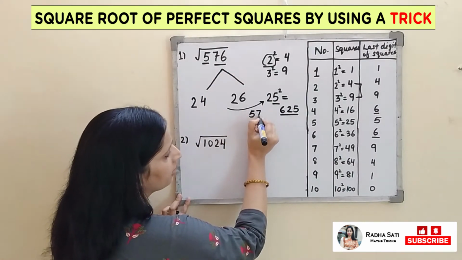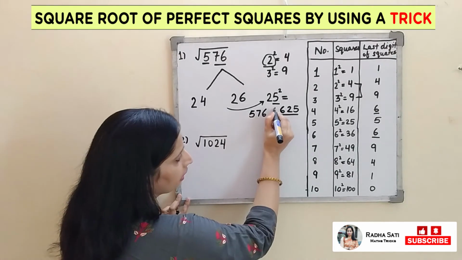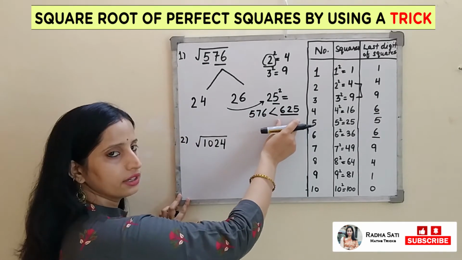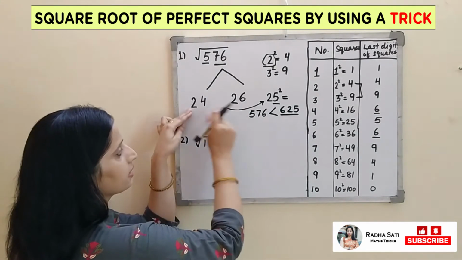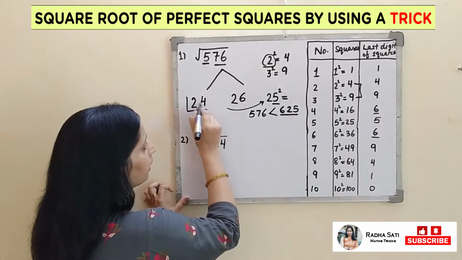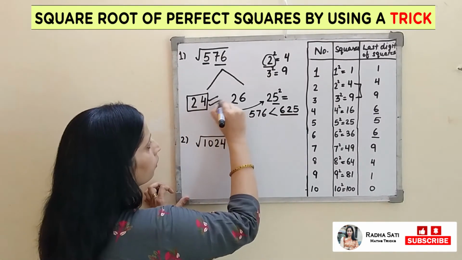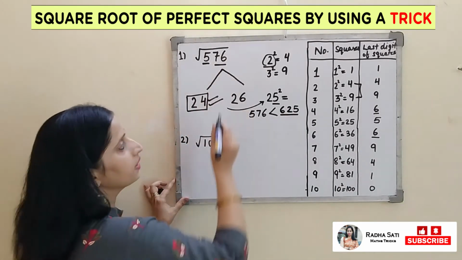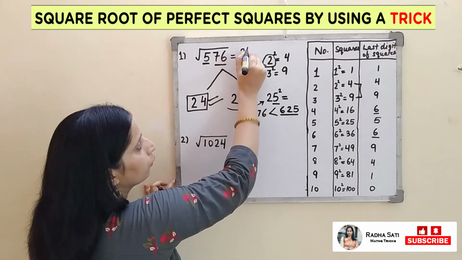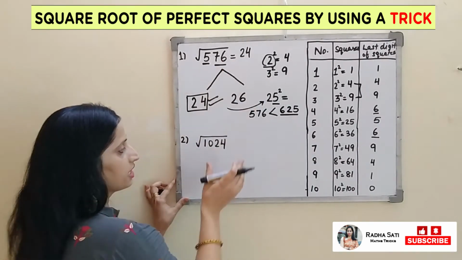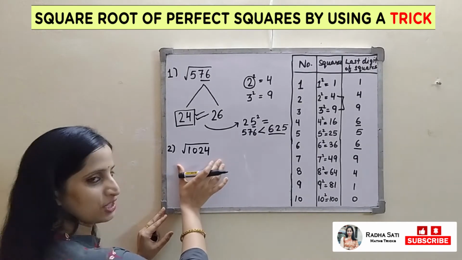And here the given number is 576. So 576 is less than 625. This means here our answer will be 24. The square root of 576 will be 24. Okay. Similarly, we will do this one.